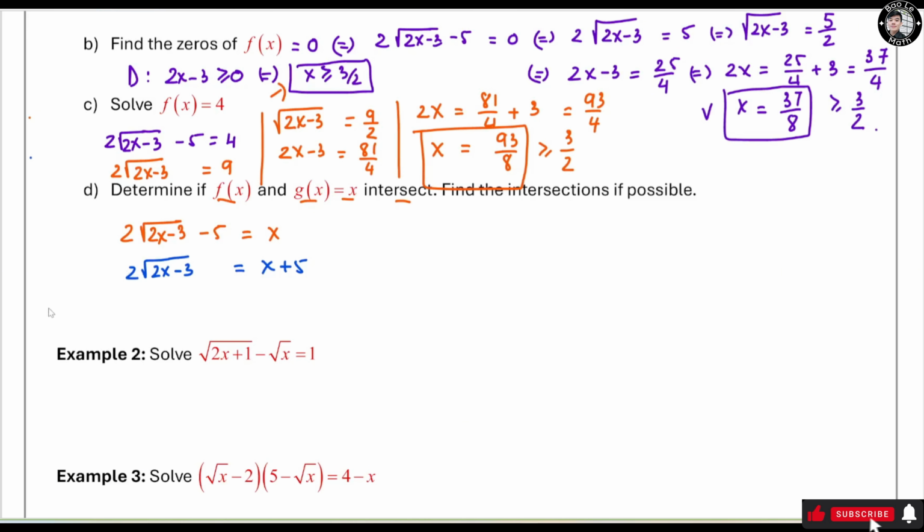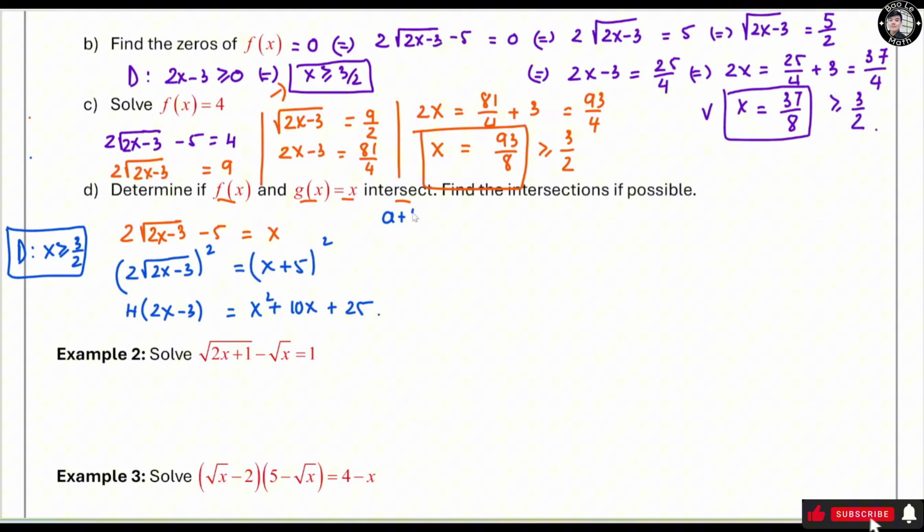We need to find the domain. So the domain is going to be s greater than or equal to 3 over 2, the same thing as above. Now we're going to square both sides. This turns out to be 4 times 2s minus 3 equals s squared plus 10s plus 25. I just use the complete square formula: a plus b all squared is going to be a squared plus 2ab plus b squared.